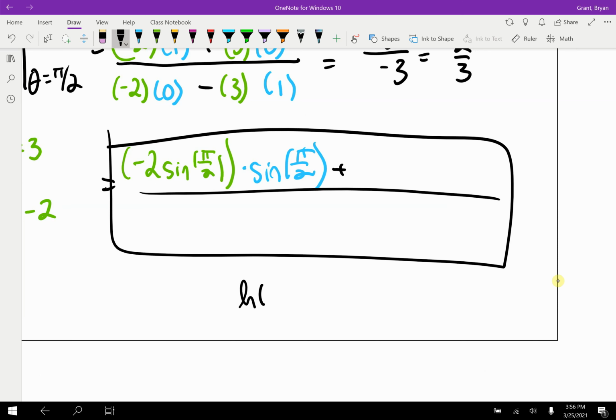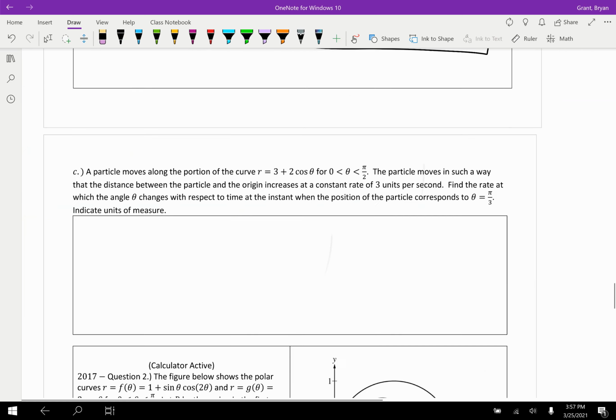You can do the same thing with natural log. Don't remember natural log of 1, just keep it as natural log of 1. You get full credit. Anything you can type into a basic scientific calculator that has sine or cosine, full credit. All right, moving on.